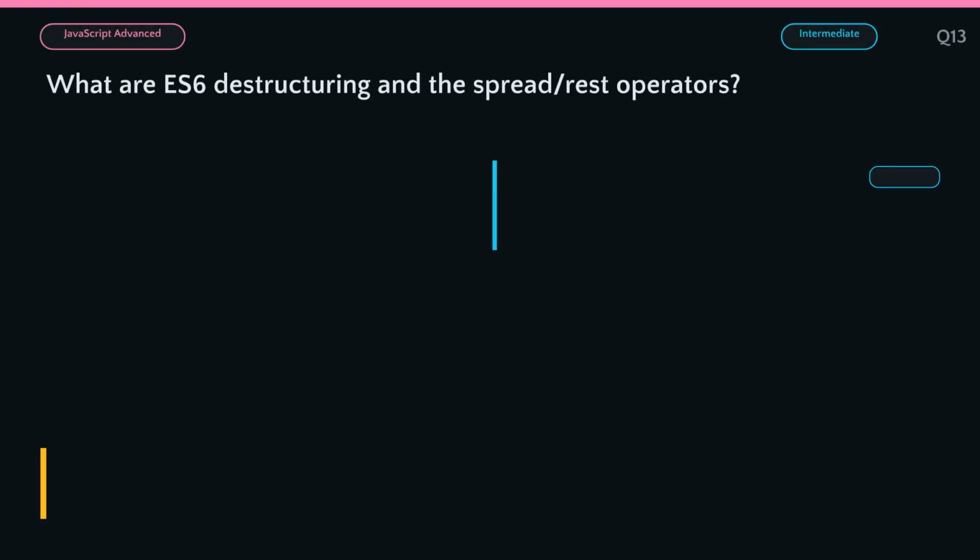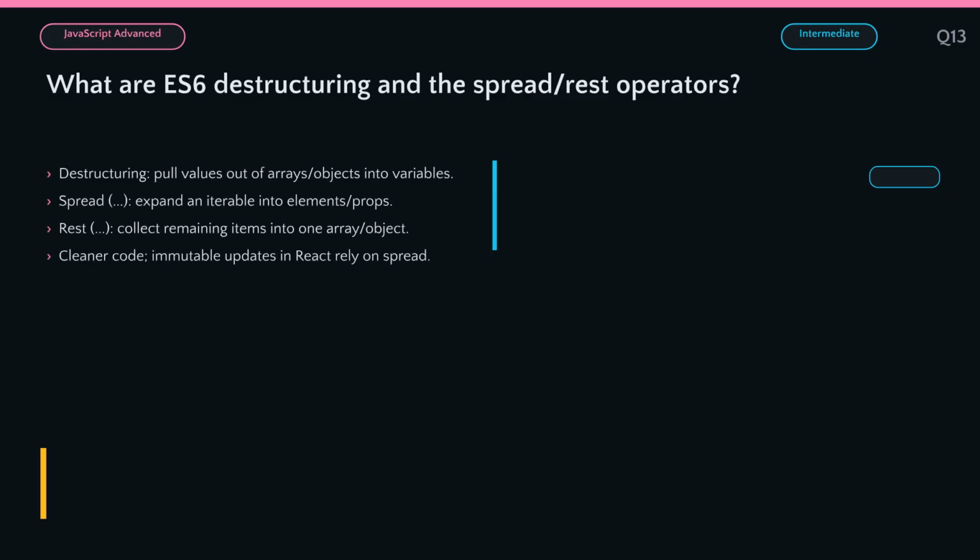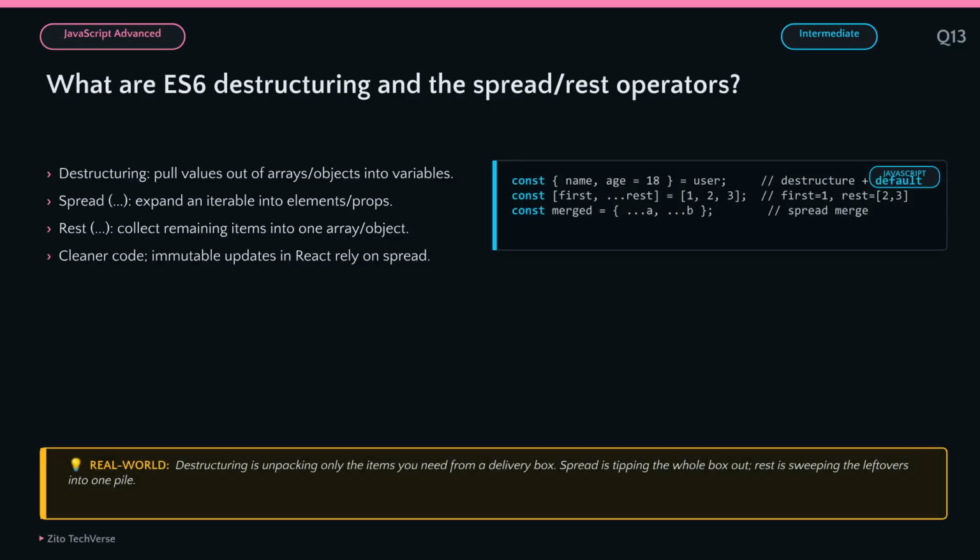What are ES6 destructuring and the spread/rest operators? ES6 gave us syntax that makes JavaScript far cleaner. Destructuring pulls values out of arrays or objects straight into variables, with defaults if you like. The spread operator expands an iterable into individual elements or props, and is the backbone of immutable updates in React. The rest operator looks identical but does the opposite. It collects remaining items into a single array or object.